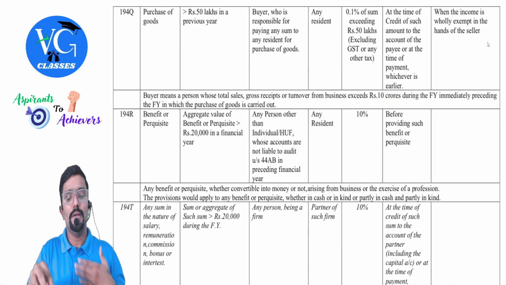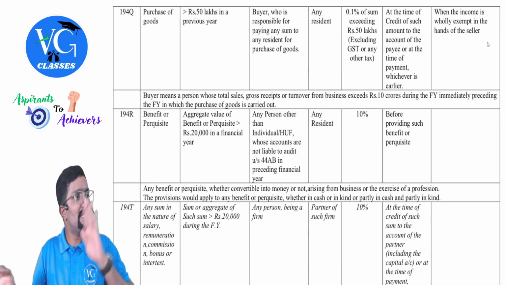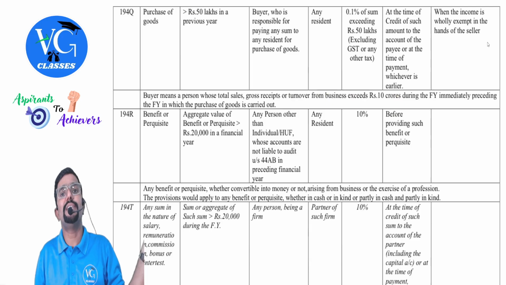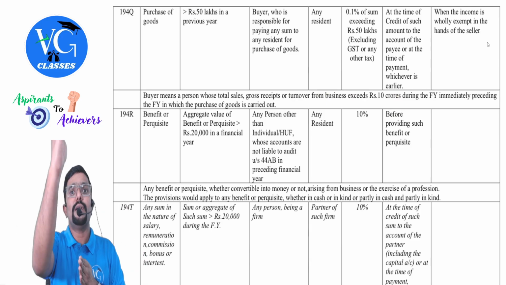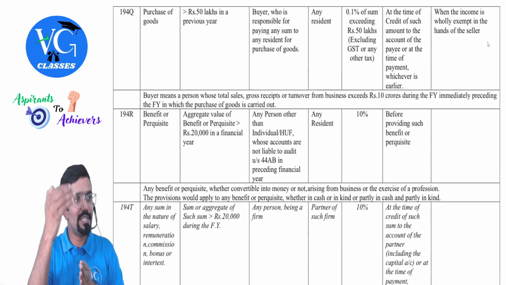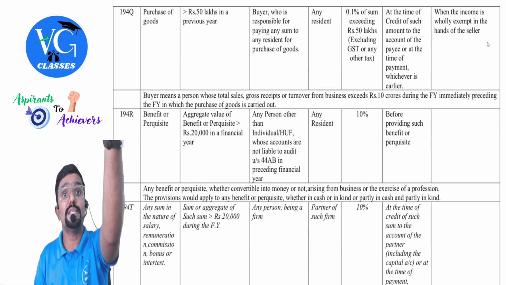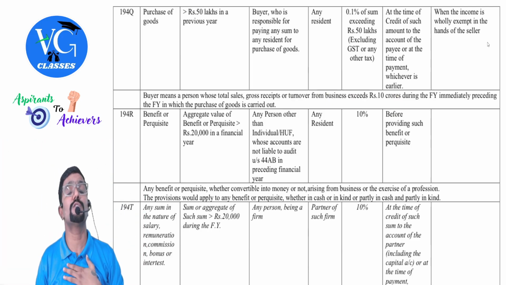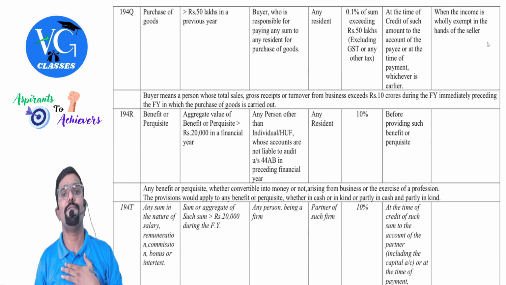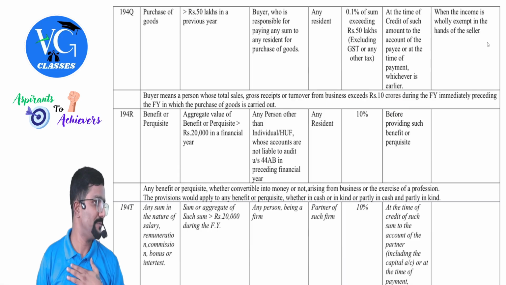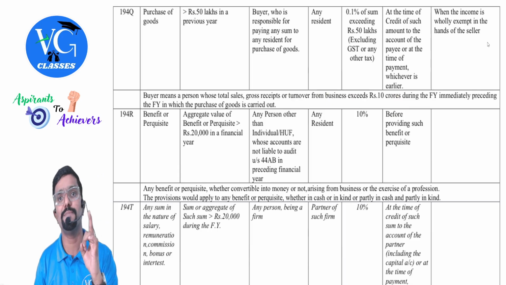Listen here. The buyer first has to check last year's turnover. Is it more than 10 crore? Yes. In the current year, from the single seller, have I purchased more than 50 lakh? From the single seller, not from everyone put together. From the single seller, did I buy goods worth more than 50 lakhs? If yes, TDS has to be deducted. Single seller, please be careful.